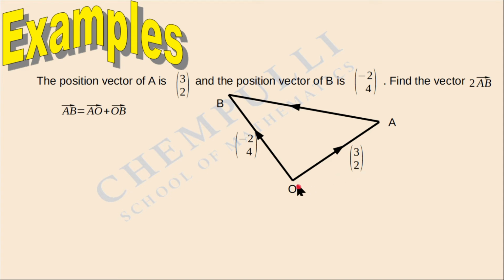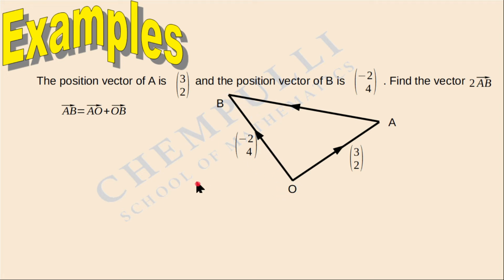What is vector OA? That is (3, 2). To find vector AO, we multiply, because that is the opposite direction. In that case, multiply with the negative. Then we will get which vector? Vector AO is equal to (-3, -2). Then plus which one? Vector OB. Vector OB is in the same direction.